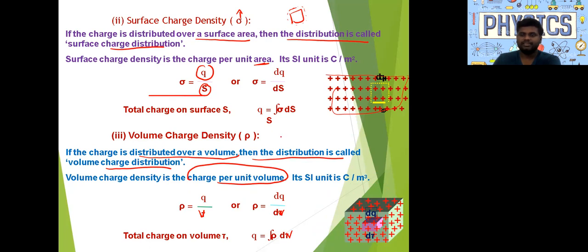This is our electric field and charges, part 2. In part 3, we'll discuss the electric field intensity, and based on part 1 and part 2, we'll see the problems related to Coulomb's inverse square law. So with that, we'll conclude our part 2 session. Thank you.